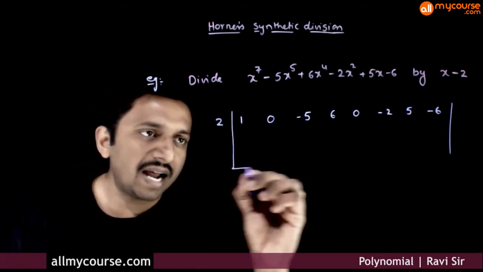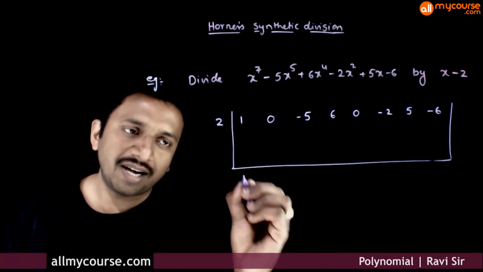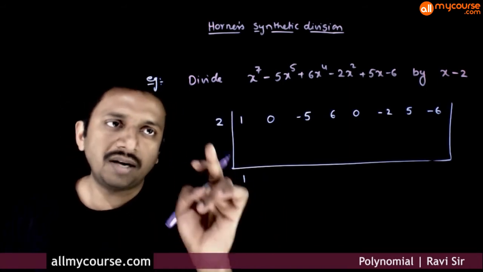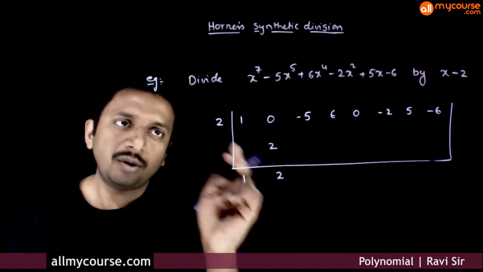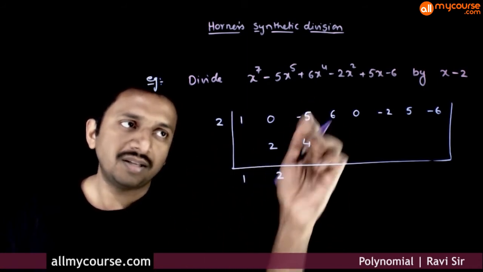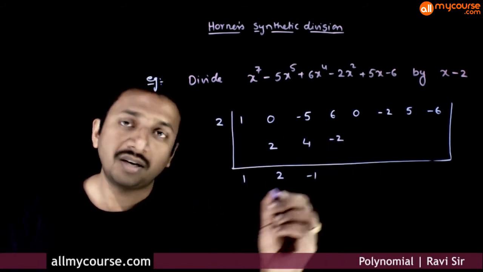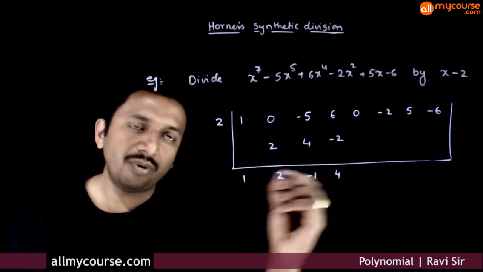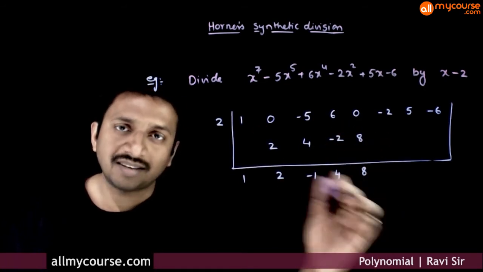So now let us start our division process. So let us carry this 1 directly. So now 1 2s are 2 and the sum is 2. 2 2s are 4. The sum is minus 1. Minus 1 into 2 is minus 2. 6 minus 2 is 4. 4 2s are 8. 0 plus 8 is 8.